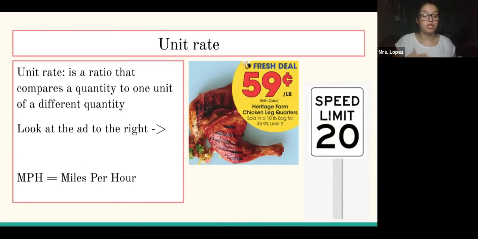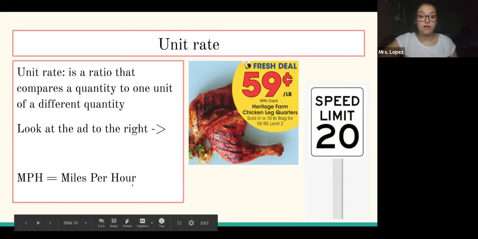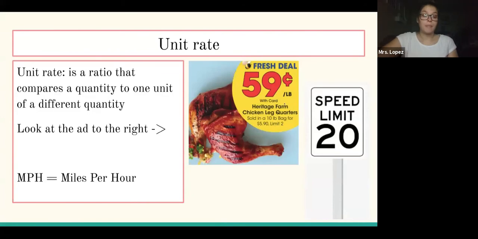So we just need to show you that you see unit rates almost every day, because you're always seeing speed limit signs all over the road, or you see it in ads such as this one right here. 59 cents per 1 pound.